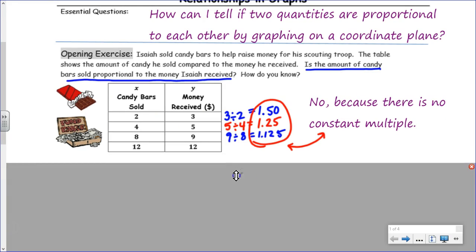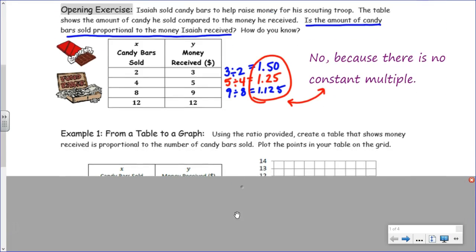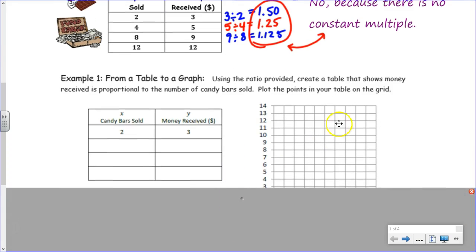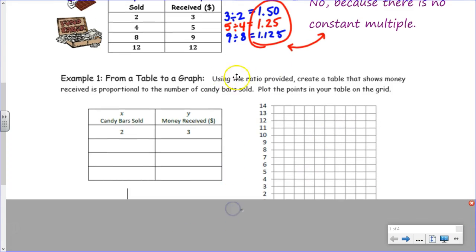The first example in your lesson today is going to be going from a table of candy bars and money to a graph here. Now this one says, use the ratio provided, create a table that shows that money received is proportional. Mark the text there. It is proportional. So money is proportional to the number of candy bars sold. With that said, if 2 candy bars sold is $3, well, I can use a constant multiple. I can double both of those. And I can say that 4 candy bars sold is $6. Just to show you, that was 2 times 2 is 4, so 3 times 2 is 6.